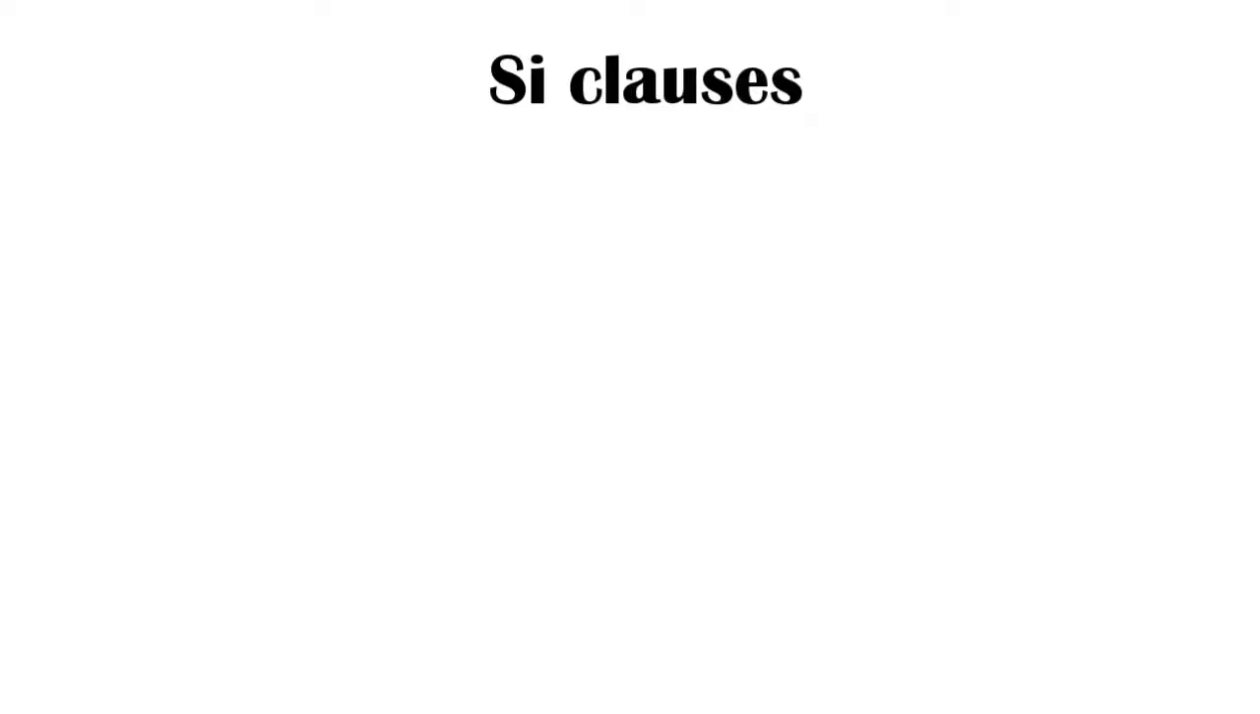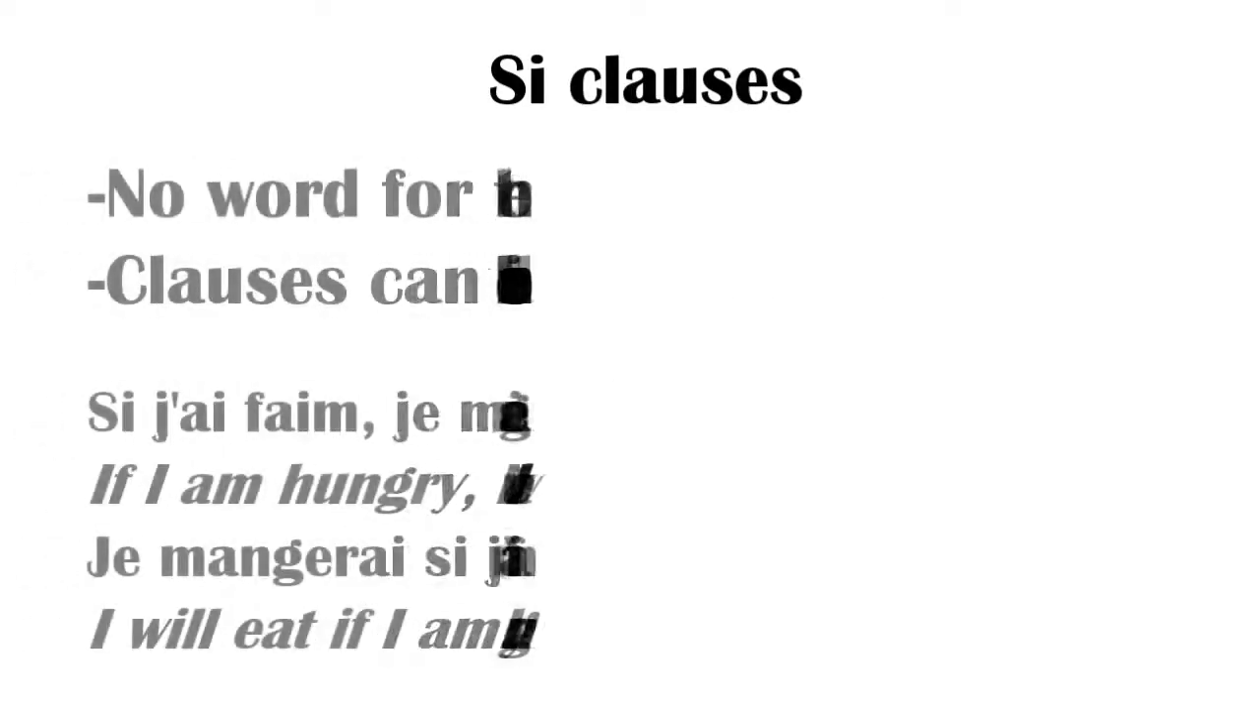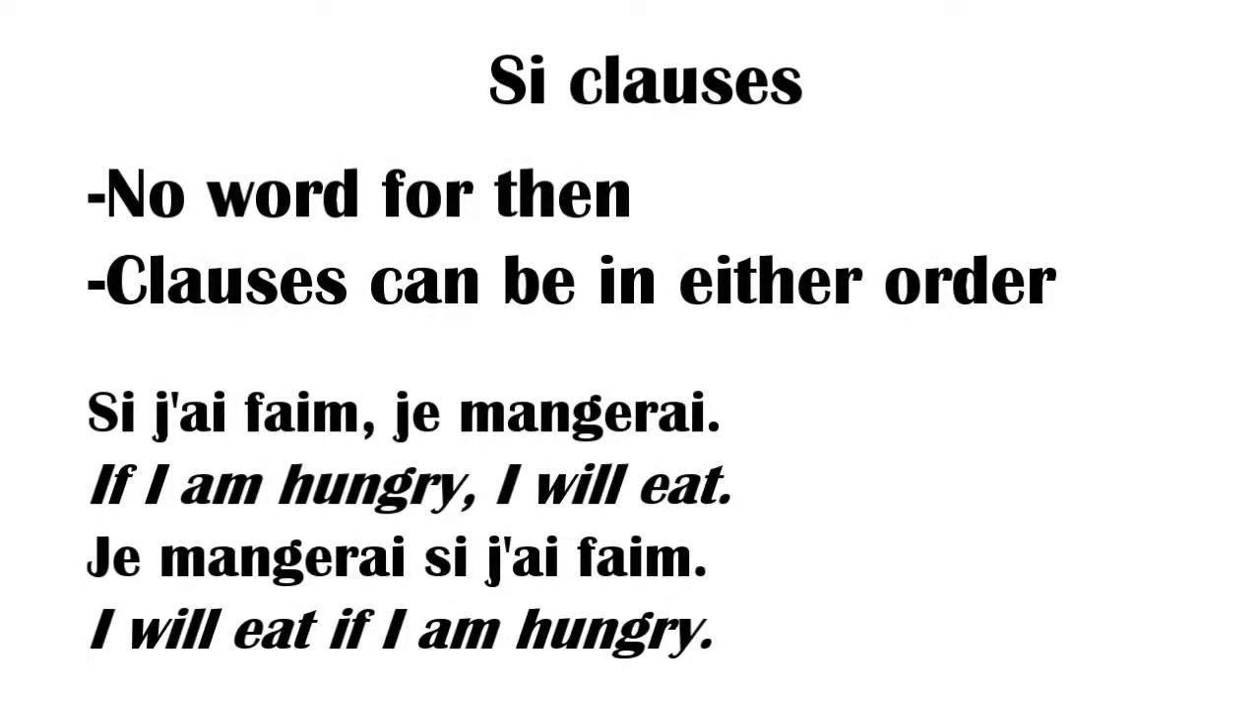Si clauses are if-then clauses. One clause states a condition or possibility, and the other clause names a result. There are two rules for a si clause. One, there is no word for "then" in French. And two, the clauses can be in either order.